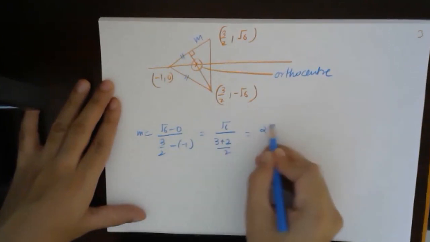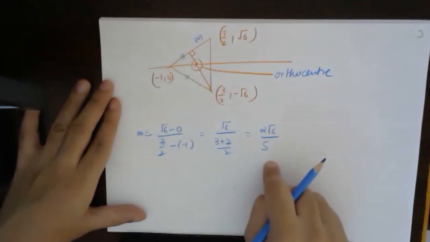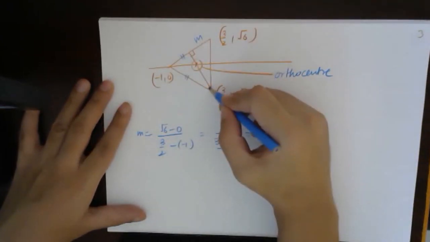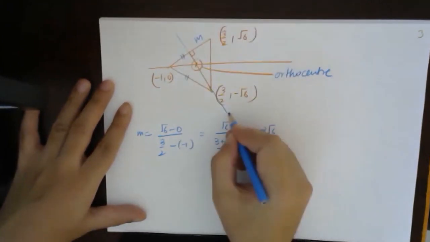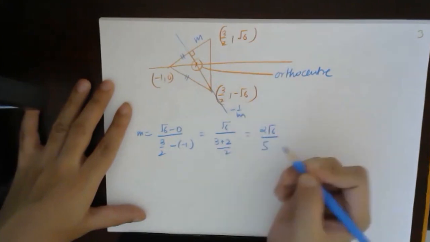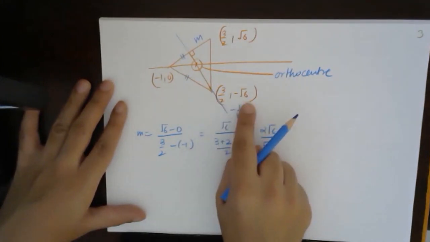So this is 2 root 6 by 5. So the slope of this line becomes 2 root 6 by 5. So the slope of this line will be minus of 1 by m, right? And passing through 3 by 2 comma minus of root 6. Okay.